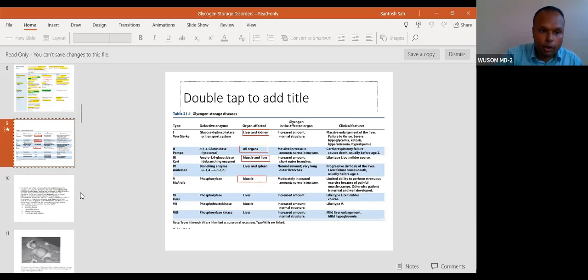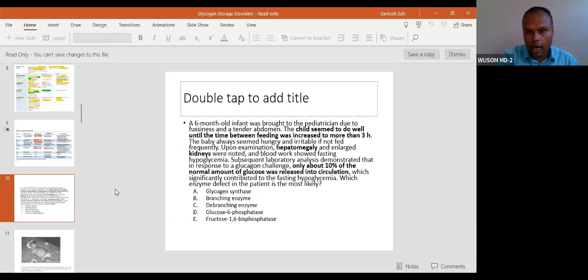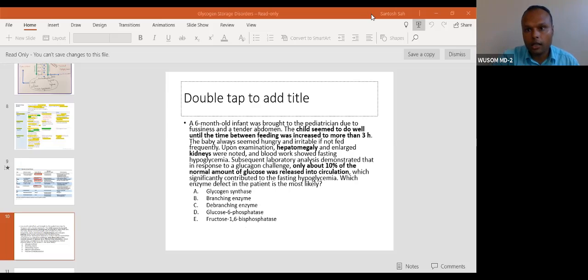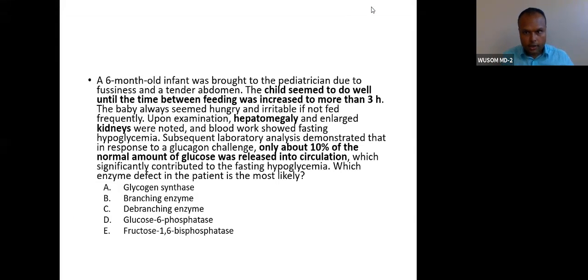Let's talk a little bit about Cori's disease. So first, answer this question. See how this von Gierke disease is different from this Cori's disease. You can see here, von Gierke disease. Von Gierke disease, what is there?